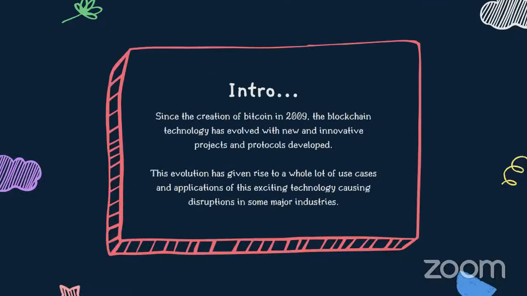Since the creation of Bitcoin in 2009, blockchain technology has evolved with new and innovative projects and protocols being developed. Since Bitcoin, we've seen Ethereum, Cardano, Solana, and a couple of other innovative projects that are trying to displace Bitcoin. The evolution has also given rise to a lot of use cases and applications of this exciting blockchain technology.